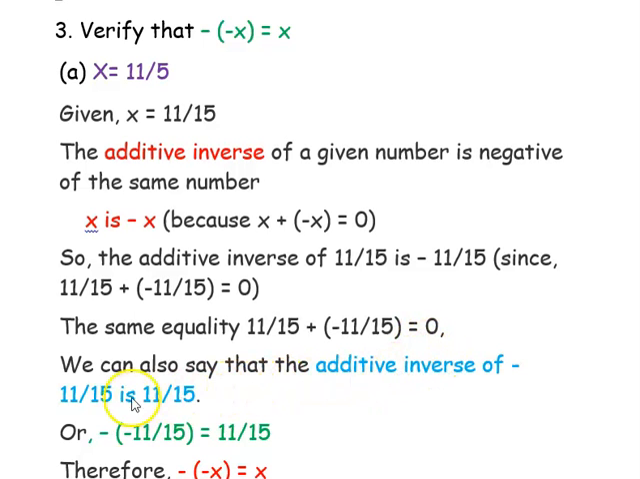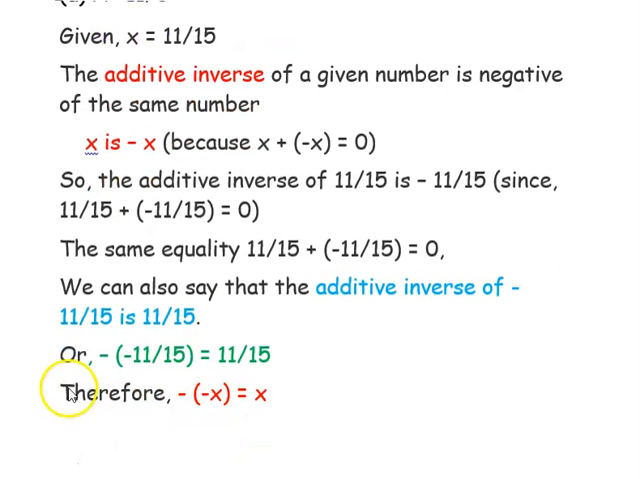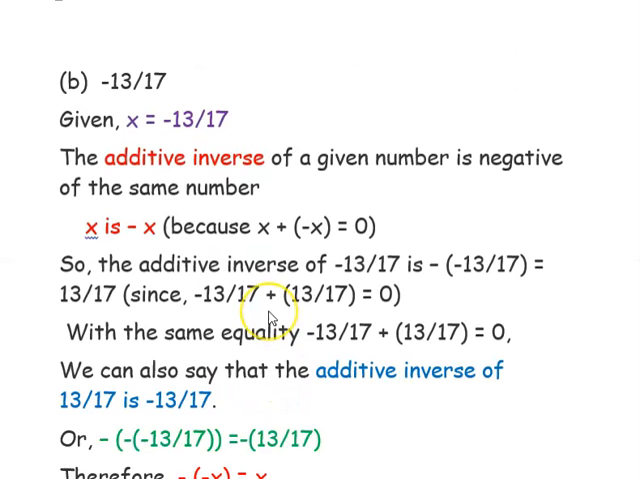We are considering the equation 11 by 15 plus minus 11 by 15 equals 0. So the additive inverse of 11 by 15 is minus 11 by 15, and the additive inverse of minus 11 by 15 is positive 11 by 15. So minus of minus 11 by 15: here minus 11 by 15 is given, so its additive inverse is positive 11 by 15. So we have proved that minus of minus 11 by 15 equals 11 by 15. Therefore minus of minus x equals x. With this we have proved it using the additive inverse property.